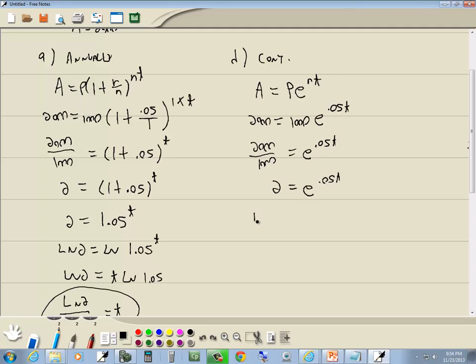Take natural log of both sides. Now when you do that, natural log and E cancel, and we've got 0.05 T. Then divide both sides by 0.05, and that'll give us our answer when plugging in the calculator.